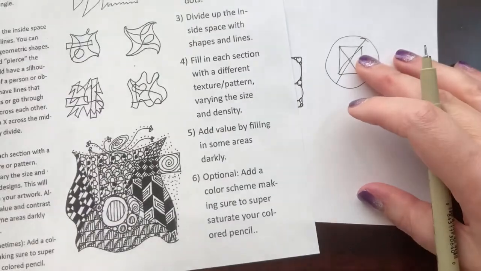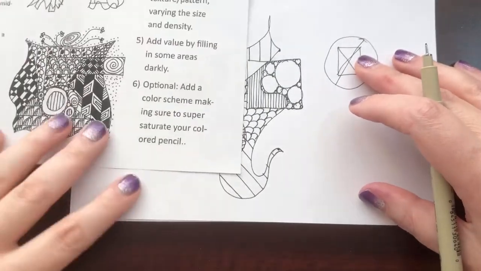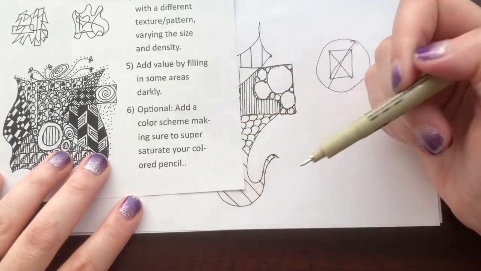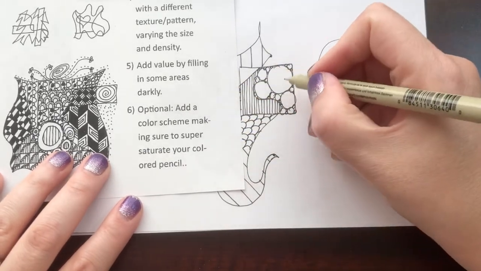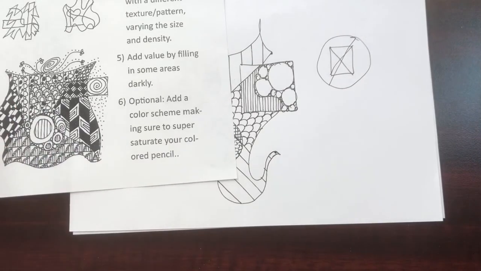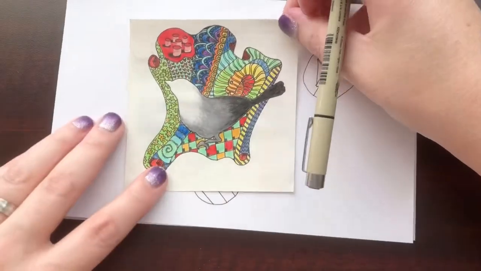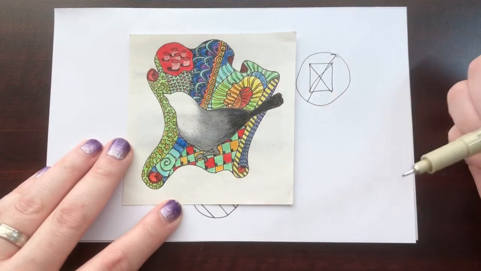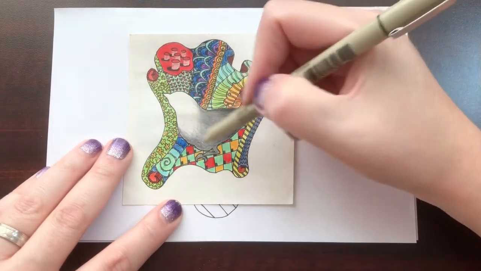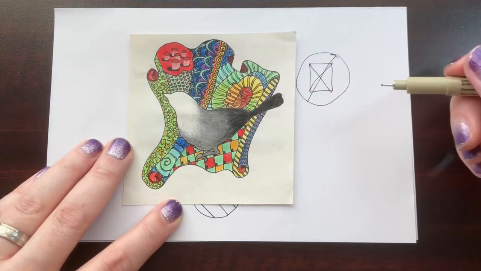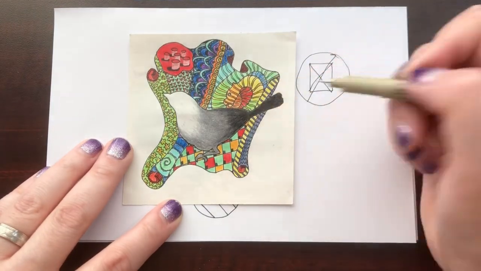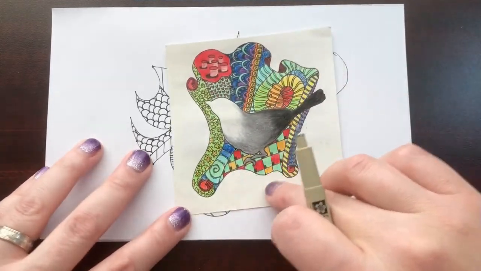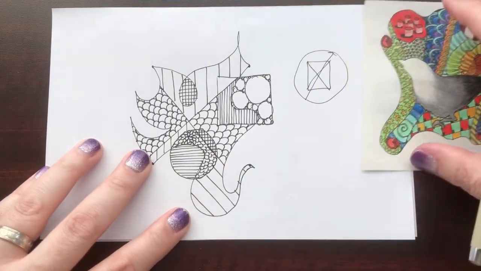And then an optional part is to add a color scheme. So making sure to super saturate your colored pencils. That just means color it in really hard. So that's what this student did here, right? She used colored pencils, and she super saturated her colors. And you can see how she attempted some blending in here, and she's got some blending going in there as well. So you can take something that looks fairly simple and you can add more to it to make it look more and more complex.